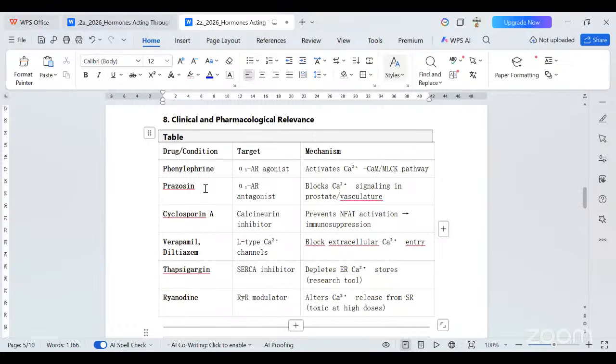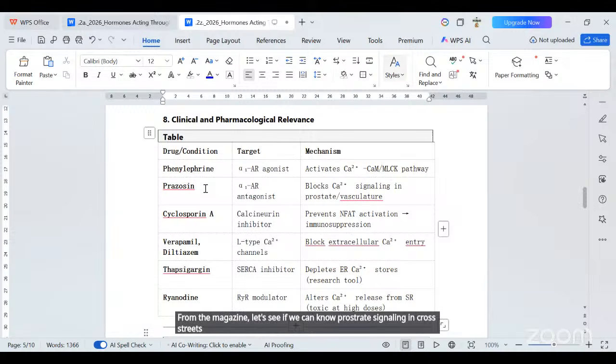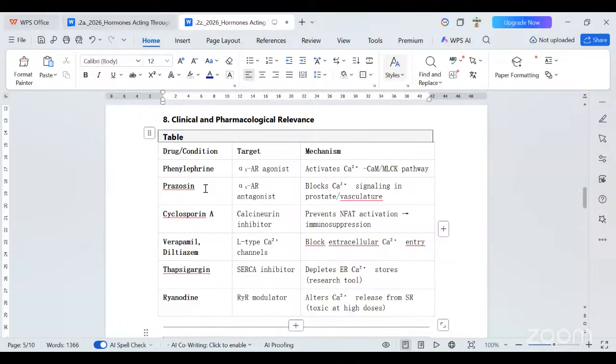From the mechanism, let's see if we can know prostate signaling in prostate. So prazosin, what do you think prazosin is used to treat? From the mechanism, it is used to treat erectile dysfunction. Now, this ryanodine, what is it used to treat?